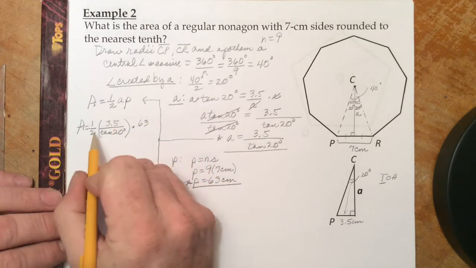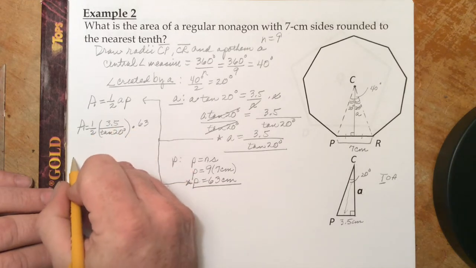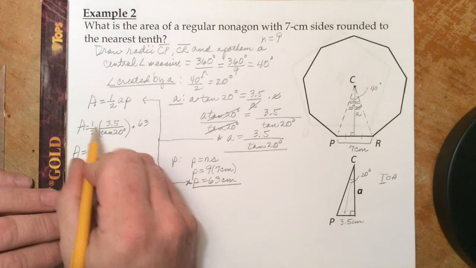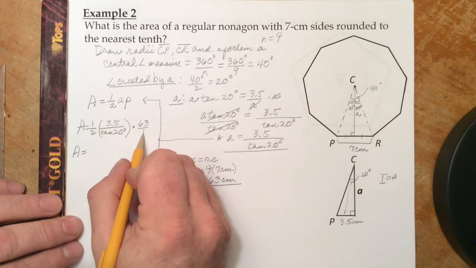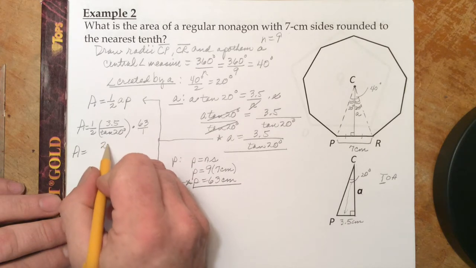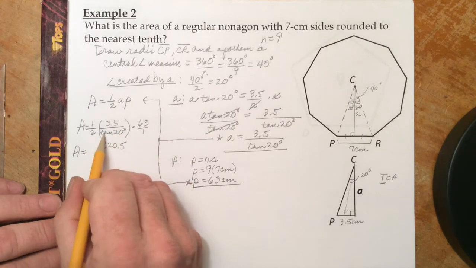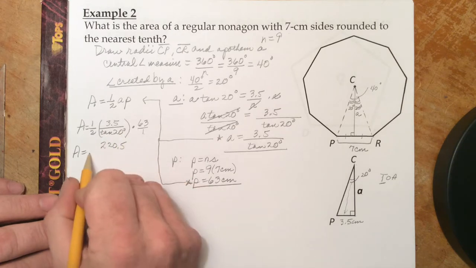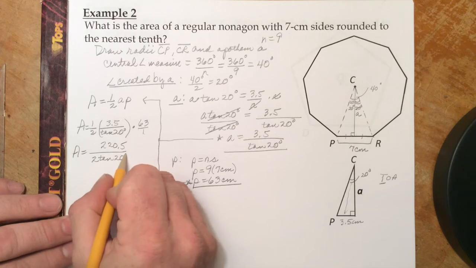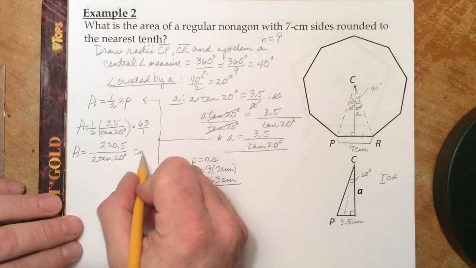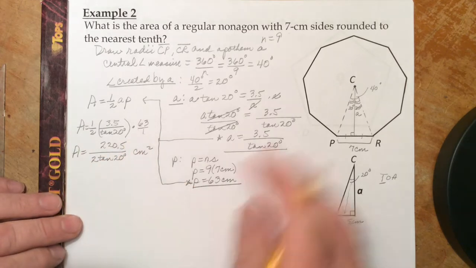At this point, notice that 2 will not go into either one of these numbers evenly. So we multiply 1 times 3.5 times 63, and then all the numerators, and we get 220.5. The denominators, 2 times the tangent of 20 degrees times 1, is 2 times the tangent of 20 degrees. This right here is the actual exact area of this polygon.